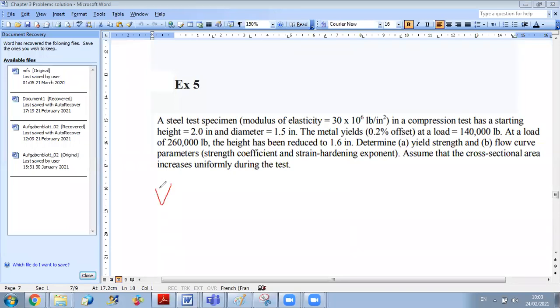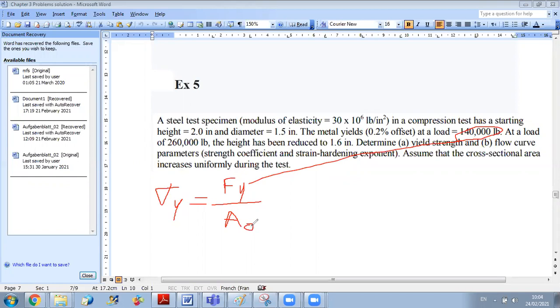So we know that sigma at yield, based on the engineering value, is equal to the force at yield over the initial cross-sectional area A0. First, the yield force is given. They said that the metal is yielding at a load of 140,000 lb. Now, concerning units, since they are giving forces in lb and all lengths in inch, we will have the force in lb, the stress in lb per inch square and the area in inches square.